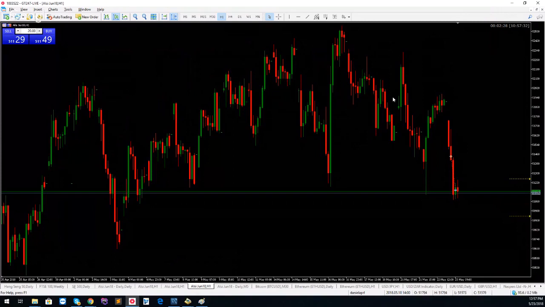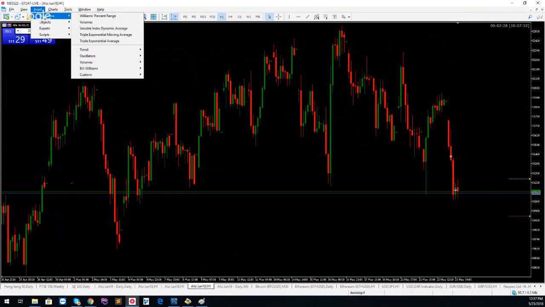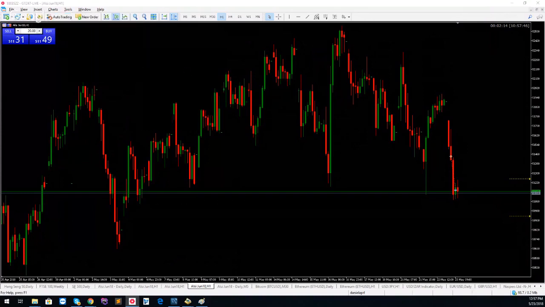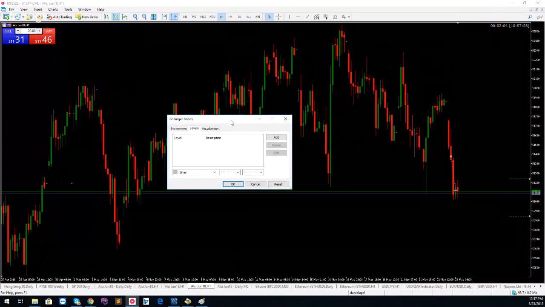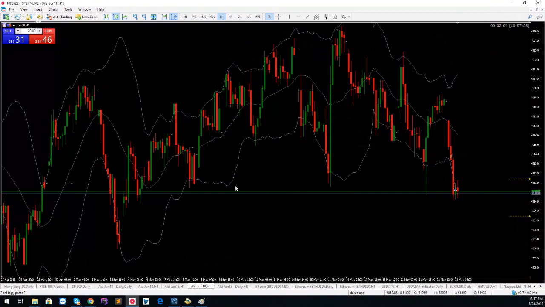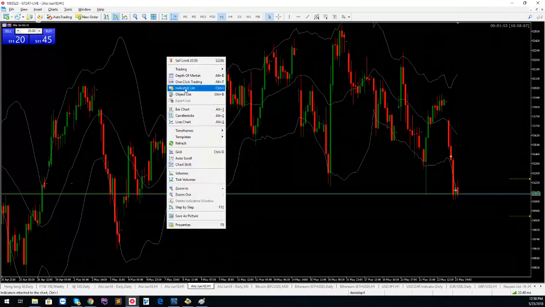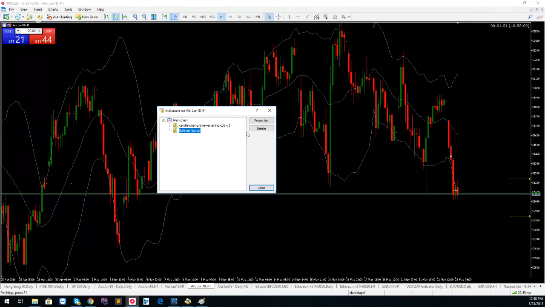So very easy. If you open a chart, you go to Insert. You've got Indicator. If you want to add Bollinger Bands, you go to Trend. You go to Bollinger Band. That will open up that little window. You can just say OK, and it creates it for you. If you want to remove it, you just right click, go to Indicator List, and you can remove it.